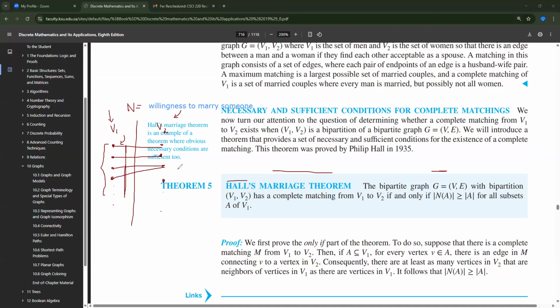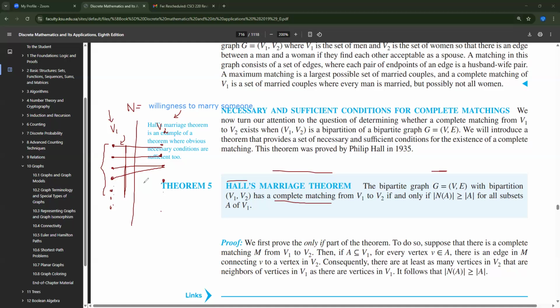What happens if there's some vertices in V1 that aren't connected to anything, and some vertices in V2 that aren't connected to anything? Those are still bipartite? Yes, by definition of bipartite. But for Hall's theorem, I think it has to be complete.